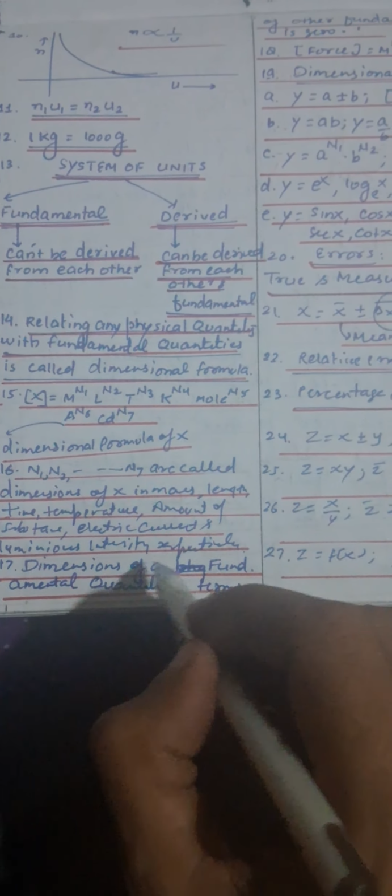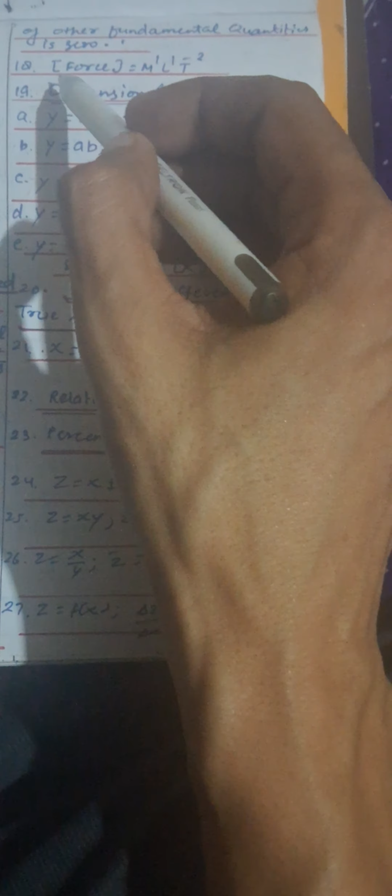Another important point: the dimensions of a fundamental quantity in terms of other quantities are always 0, because they are independent of each other. Next, for example, we can take the dimension of force as M^1 L^1 T^-2. Then we use certain points regarding dimensional analysis.